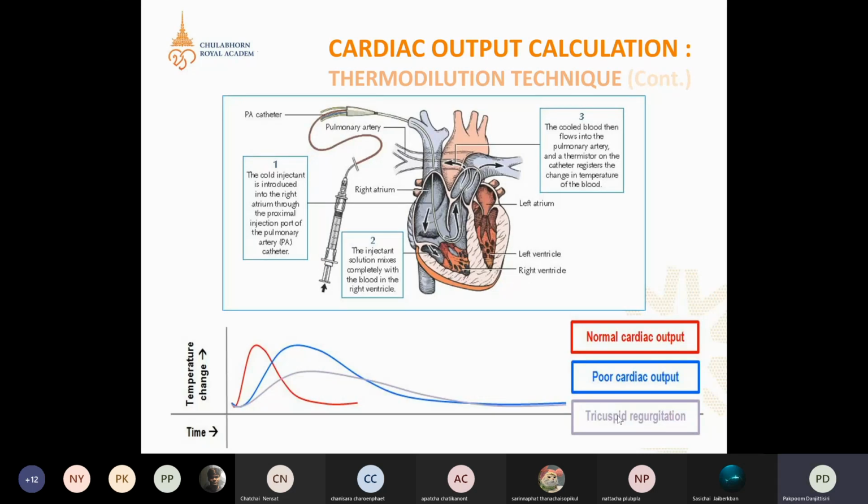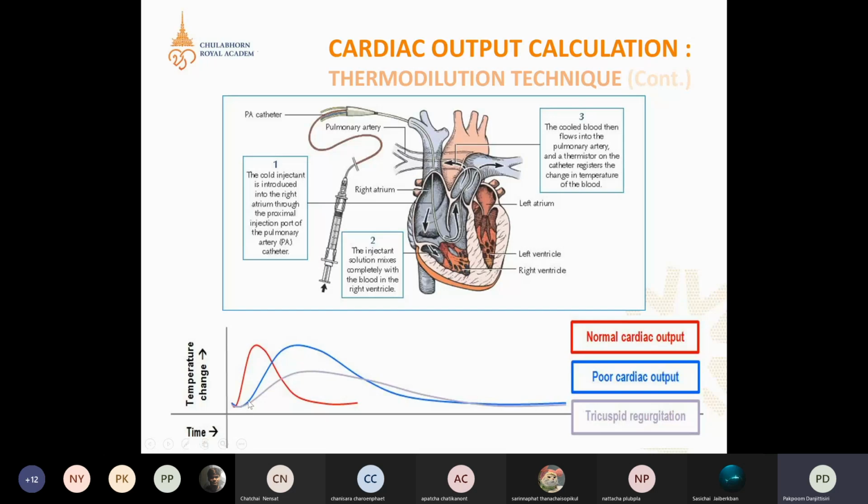Again, with the poor RV, the heart cannot pump out effectively. So definitely the blood that will be pumped out to the pulmonary artery from the ventricle will go through the pulmonary valve, and then the blood will flow very smoothly or something like that.